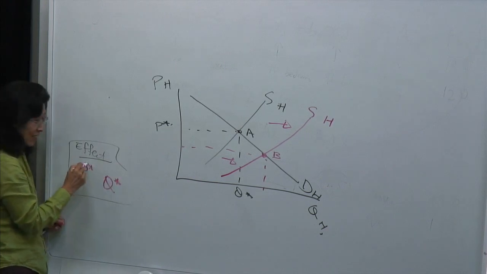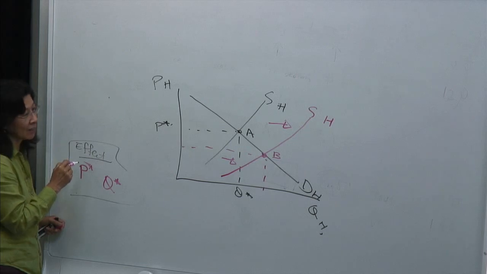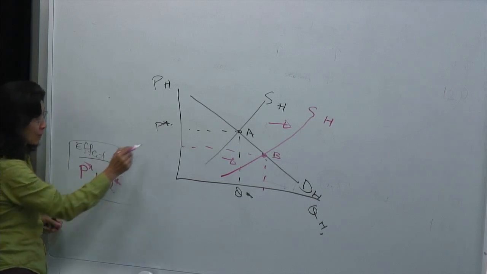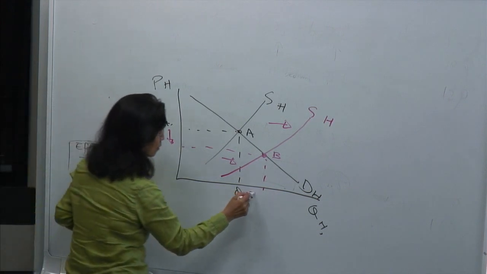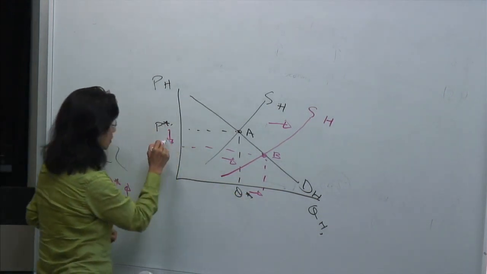Go ahead. So P price star is down. P star comes down. Very good. Yes, Q goes up, and that one goes up. So how do you know? Because you're moving from left to right, and then this is coming down here.